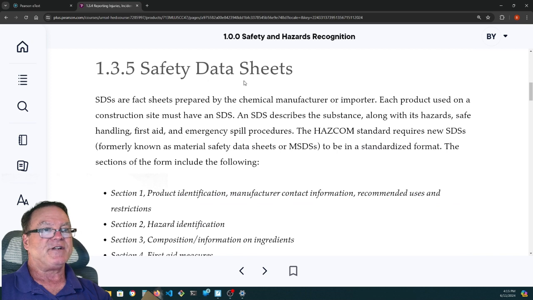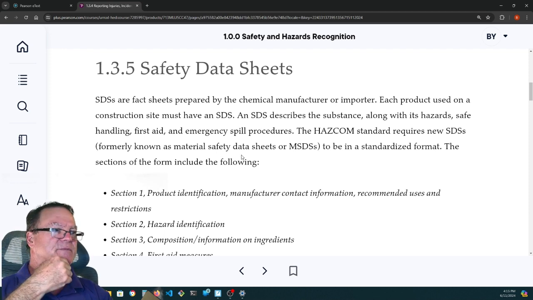The safety data sheets, 1.3.5. Safety data sheets are fact sheets prepared by the chemical manufacturer or importer. Each product used on a construction site must have an SDS. An SDS describes the substance along with its hazards, safe handling, first aid, and emergency spill procedures. The Hazardous Communication Standard, or HAZCOM standard, requires new safety data sheets, formerly known as material safety data sheets, to be in a standardized format.